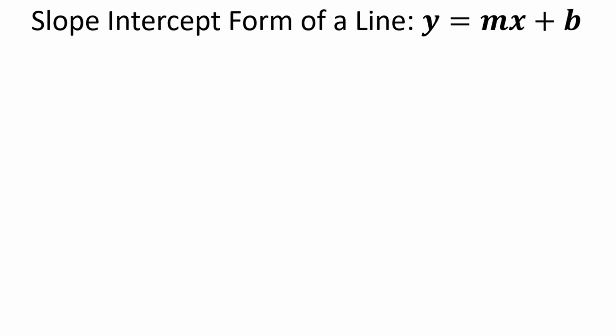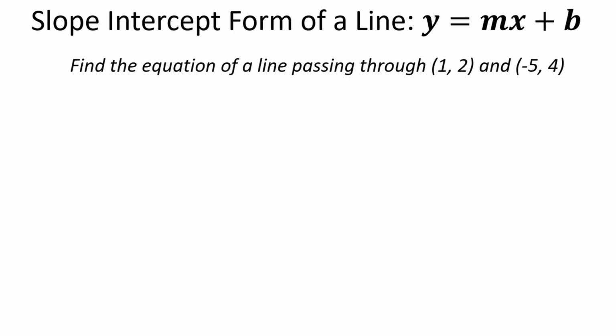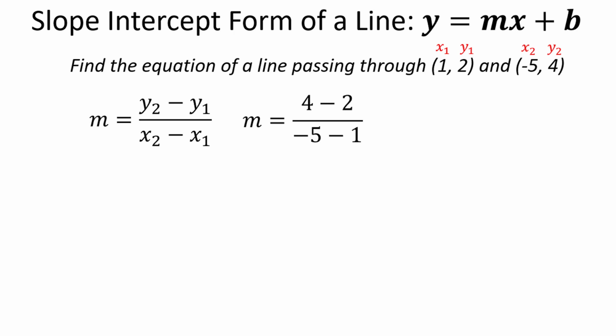For example, consider the 2 points, (1, 2) and (-5, 4). Let's find the equation of the line passing through these 2 points. The first step is to find the slope, m, which is equal to y2 minus y1 over x2 minus x1. Letting x1 equal 1, y1 equal 2, x2 equal -5, and y2 equal 4, m is equal to 4 minus 2 over -5 minus 1, which simplifies to 2 over -6, which can be further simplified to -1 over 3.